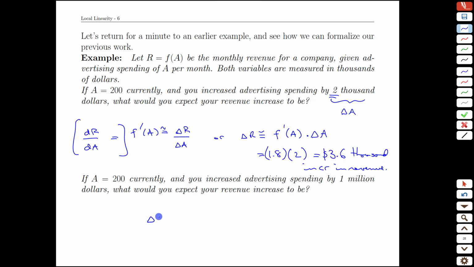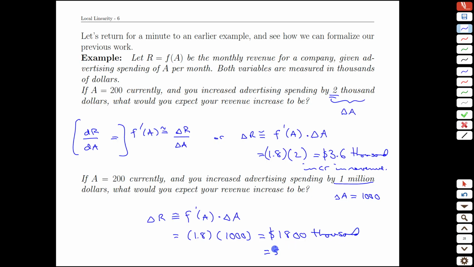And we can do exactly the same thing. The change in revenue would be approximately equal to the slope or the rate of change times the change we make in our advertising. Here we have delta A being $1 million, which is 1,000 thousands. And so with the units given, we'd use delta A as 1,000. And we would get $1,800,000, which is the same as 1.8 million. And it would be an increase because that value is positive.